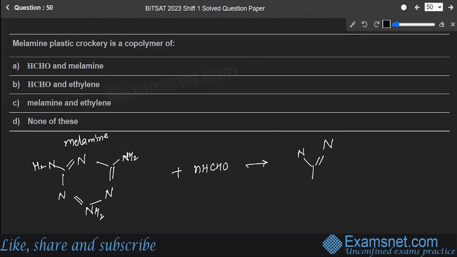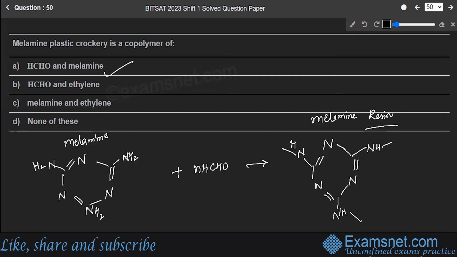There is NH again forming, and you have N over here, double bond in H, again a bond, and here is single N, then followed by double. So here you have this combines with NH like this. This is your melamine resin. So this is option A, the right answer to the question.